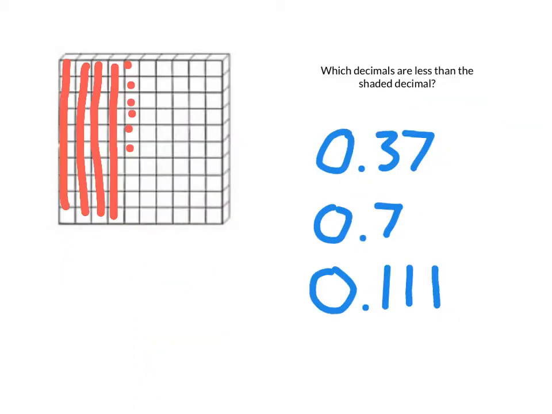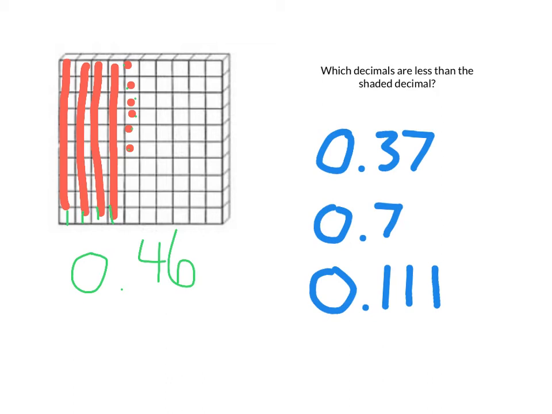Now this one is slightly different, but it's still the same concept. This time I've shaded, the block is 1 whole. Which decimals of the blue are less than the shaded decimal? So first thing you need to do is identify what the shaded decimal is to start. Alright, so I know it's going to be 0 wholes because I don't have the whole thing shaded in, and I've got 1 tenth, 2 tenths, 3 tenths, 4 tenths shaded in, and then I've got 1, 2, 3, 4, 5, 6. I've got 6 hundredths shaded in.